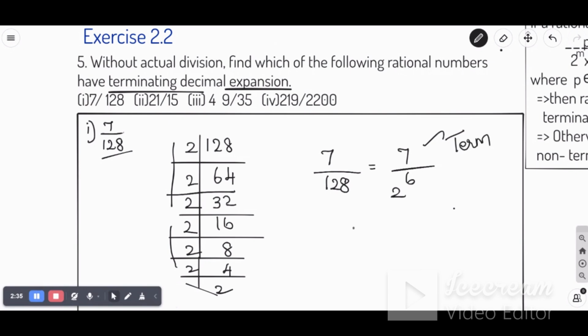But one quick question. We saw our denominator should be in the form of 2 power something and 5 power something. But in this answer, we have got only 2 power 6. How can we say this is a terminating decimal? Because if 2 power 6 is there, that is fully enough, because 5 power 0 can also be there. Either you get 2 power 6 or 5 power 0, both will work. So let us check our next solution.